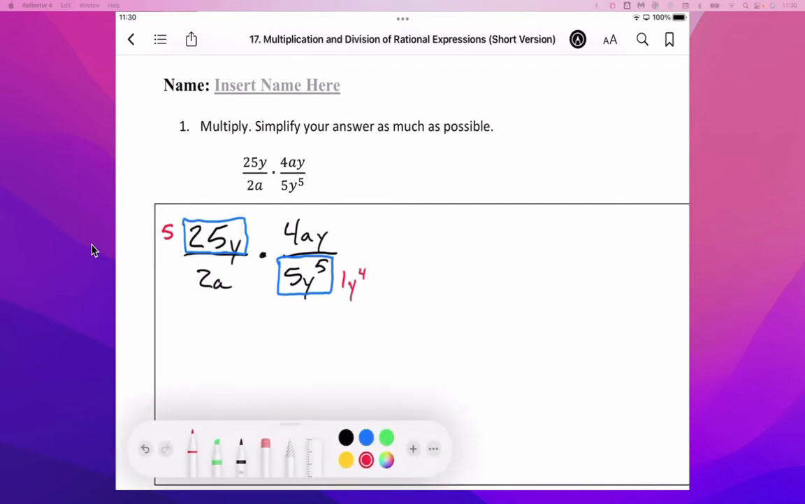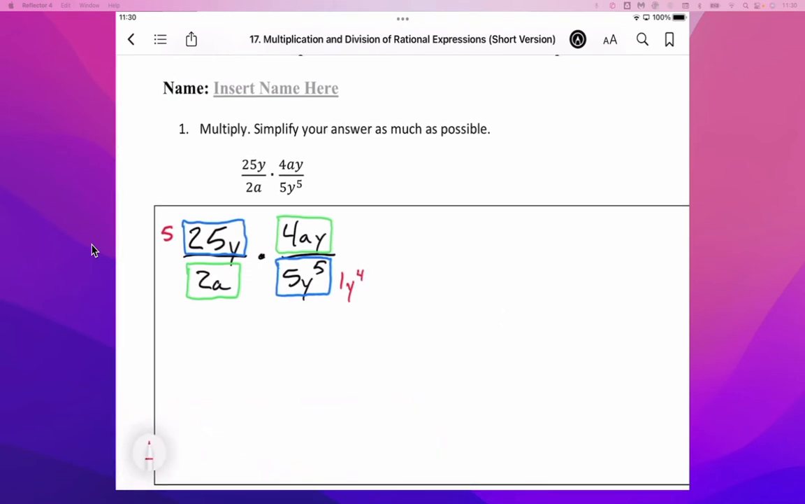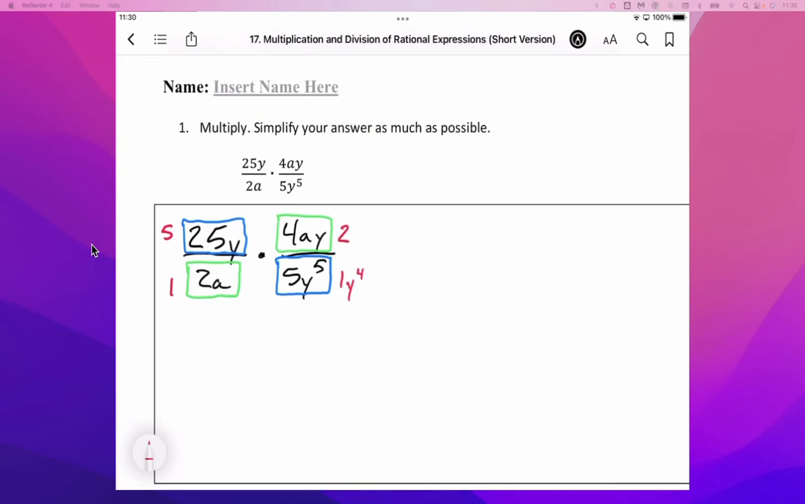Now, with the 2a and the 4ay, we should notice that they both share a 2. 2 divided by 2 is 1. 4 divided by 2 is 2. And they both share an a. So if we divide an a out of each of them, the a's go away, and the y is still left in this numerator over here.